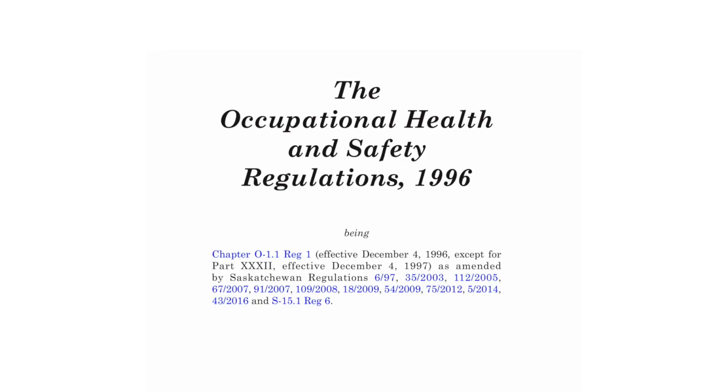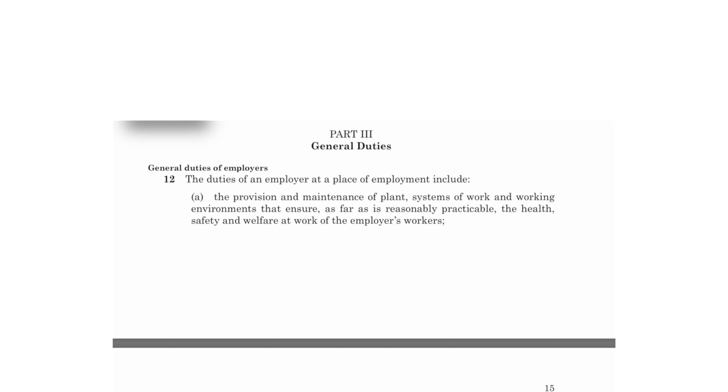In the OH&S regulations, it states the following. From Section 12, the duties of an employer at a place of employment include: A, the provision and maintenance of plant, systems of work, and working environments that ensure, as far as is reasonably practicable, the health, safety, and welfare at work of the employer's workers.